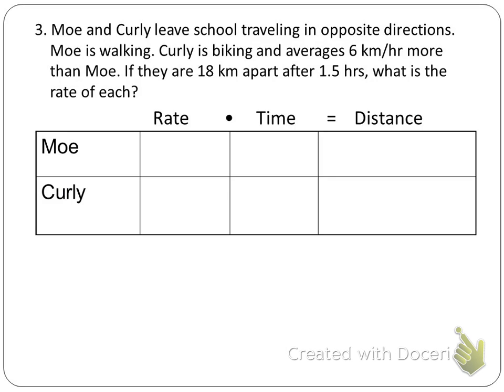All right, so I'm going to use one of those boxes. We called Mo's rate R. We called Curly's rate R plus 6. Do you remember what the time was? 1.5. They both travel for 1.5. So 1.5 hours. Mo's traveling at R rate. Curly's traveling at R plus 6. Distance is rate times time. So R times 1.5 and R plus 6, but you're going to have to distribute, right?